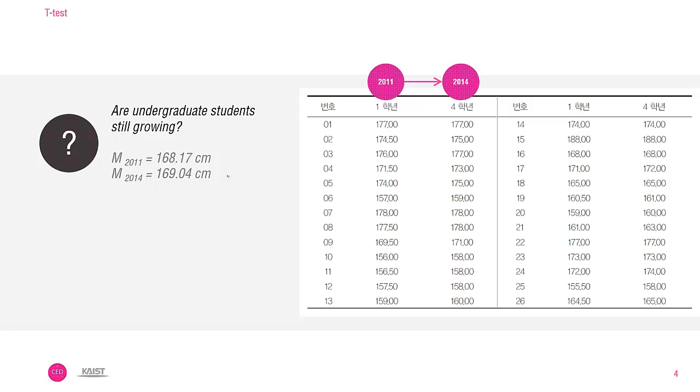Then this is the last example. The data seem to be identical to the previous slide, but actually they are not. The 26 people are identical people here. This is a typical follow-up test. The 26 students measured their height with the time interval of 3 years.